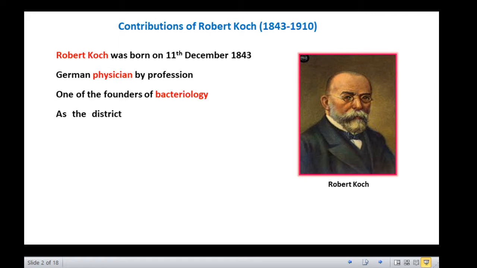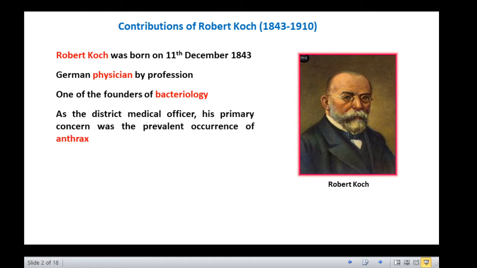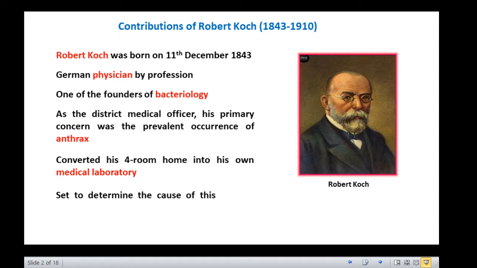As the district medical officer, his primary concern was the prevalent occurrence of anthrax among farm animals in his area. After converting his four-room home into his own medical laboratory, stocked only with a single microscope, Koch set out to determine the cause of this virulent disease. He was working on anthrax around the same time when Pasteur was working on it in France.